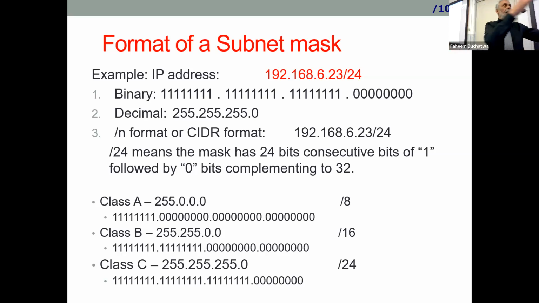But now it doesn't matter. You can have a class A address and you split it into smaller networks. So you don't know where exactly the network or the subnet address is. So that's why we always need the mask. It's no longer a clear kind of cut.